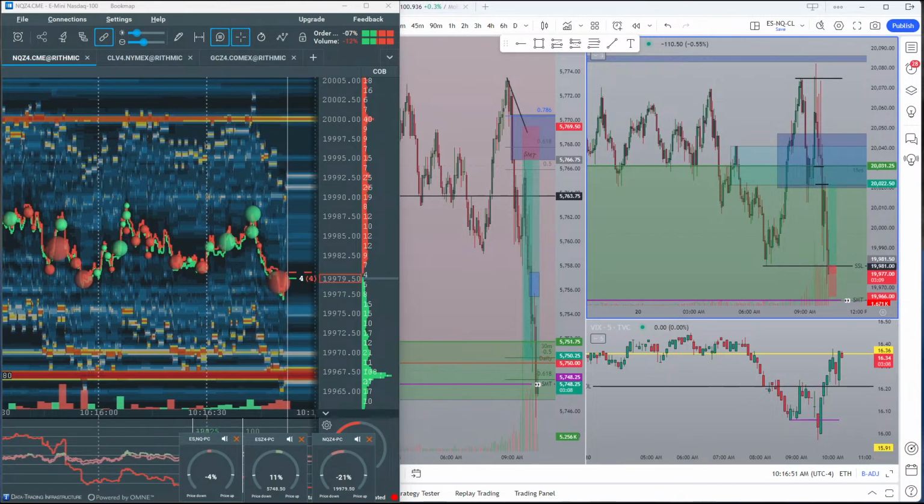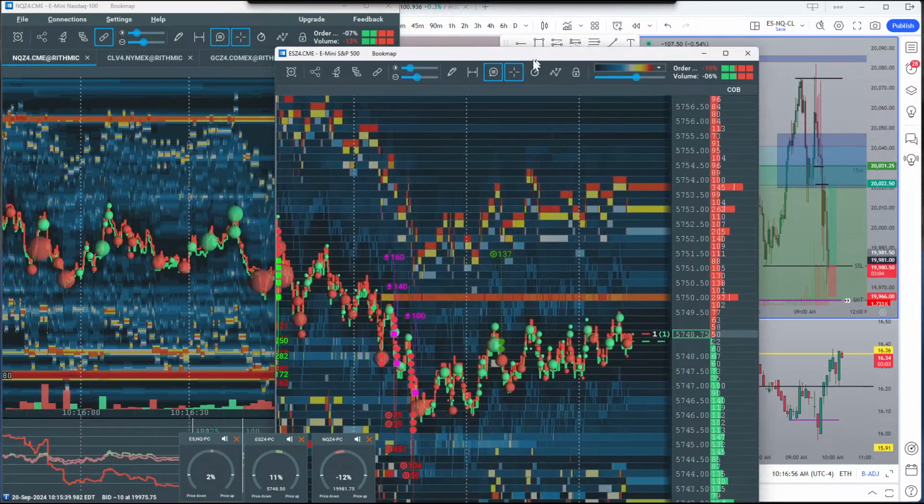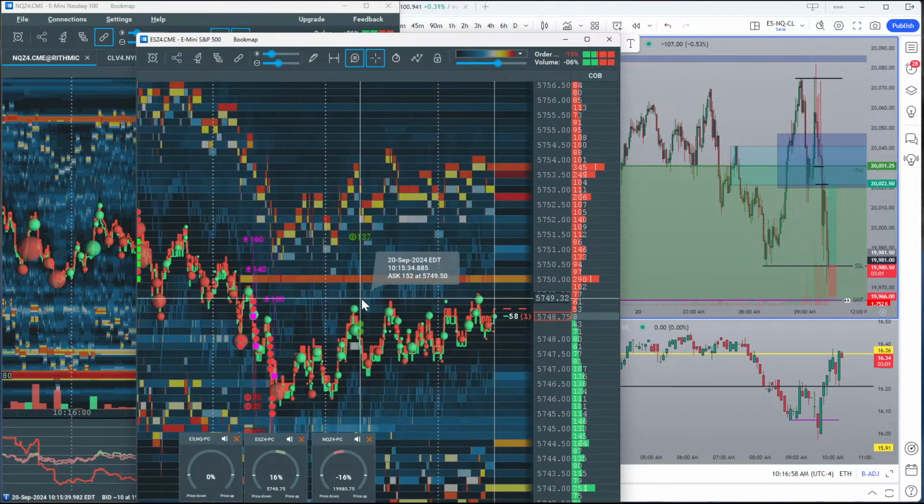Alright, here comes some sellers. This is the NASDAQ right here on Bookmap. ES, guys, take a look at ES. I wish we had the icebergs.